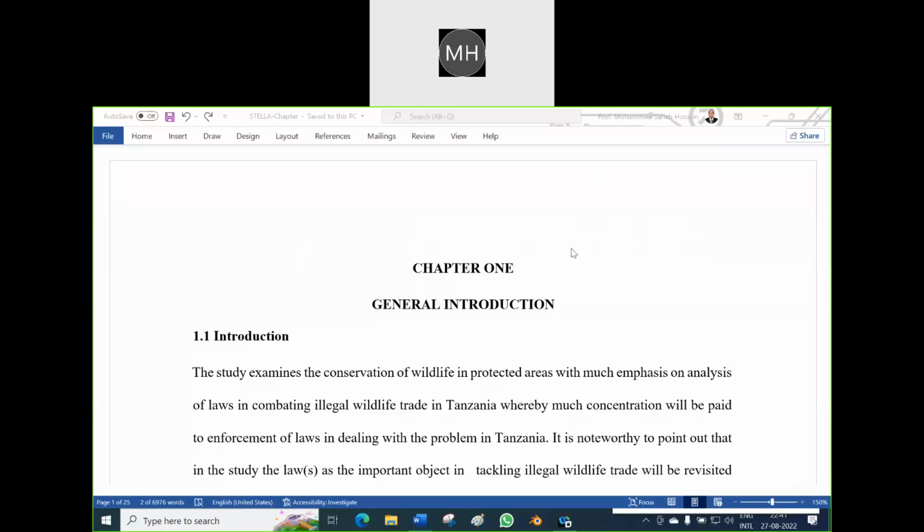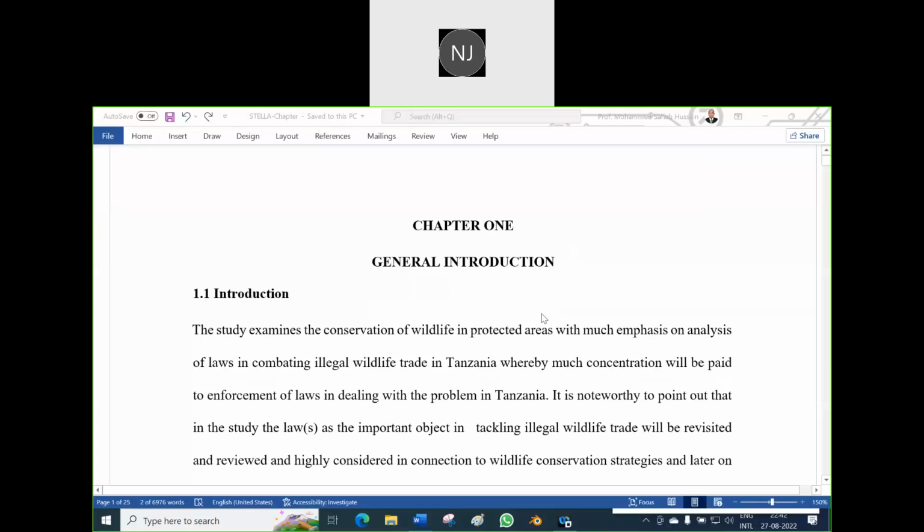So, general introduction is the subheading. Heading and subheading are always in the center, in bold. You know what is meant by bold? Bold means dark. Capital letters. Is it clear? Say yes.